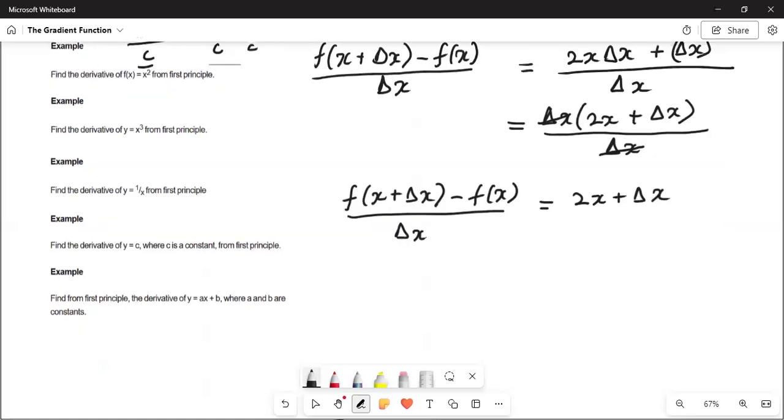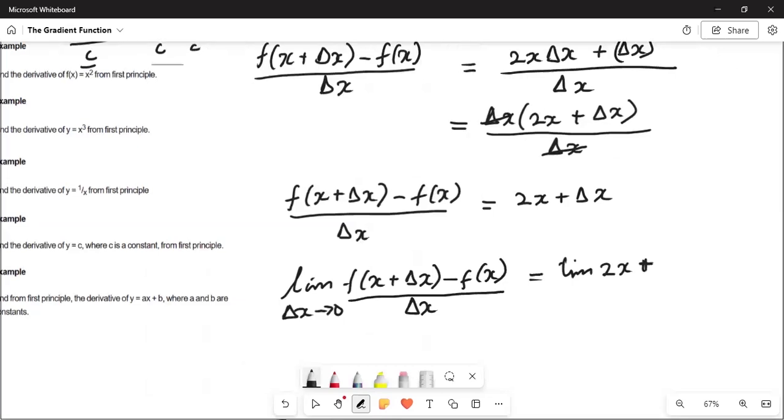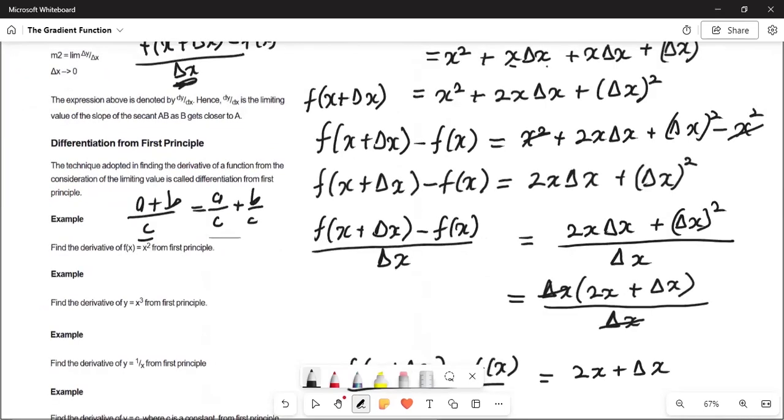And finally, the limit of [f(x + Δx) − f(x)] over Δx as Δx approaches 0 is equal to, if I take the limit of this, the limit of a sum is equal to the sum of the limits. That is one of the properties of limits we learned in our previous lesson. So the limit of 2x + Δx is the limit of this sum. The limit of 2x, as Δx approaches 0, becomes 2x. Therefore, the derivative of f(x) = x² is 2x. Okay, that is the first example.